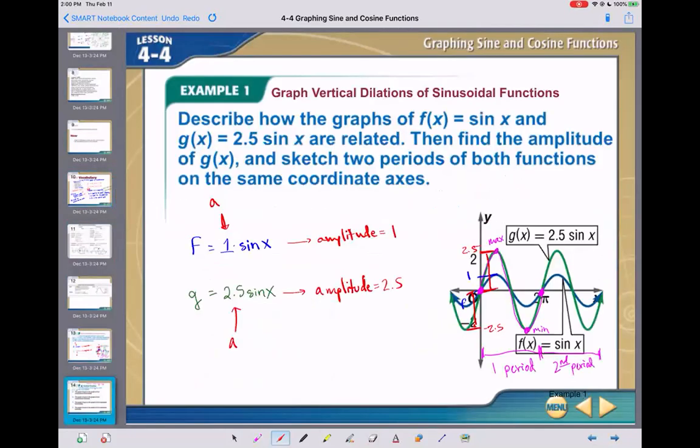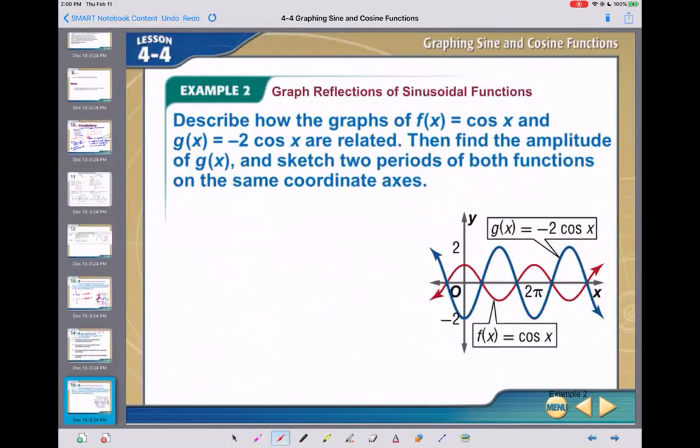Let's take a look at example 2. Example 2 now. We have a negative in the front. So this time I need to use red. Graph of f is in red. And I'm going to put it as 1 cosine x. What's different about cosine is it's going to start at its maximum point. It's going to start at (0, 1). This is the graph f.